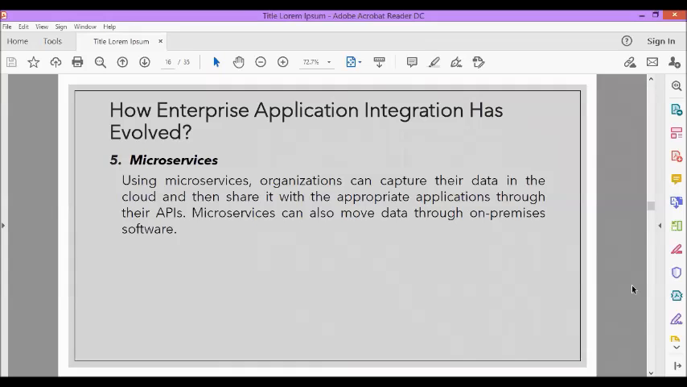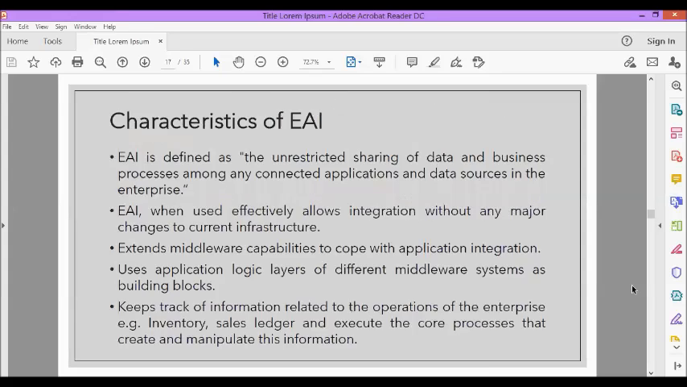The last one is the microservices. Using microservices, organizations can capture their data in the cloud and then share it with the appropriate applications through their APIs. Microservices can also move data through on-premises software. Microservice architecture is the current standard for enterprise applications that are deployed in the cloud. Enterprises that run their applications in the cloud can capture data from each deployed microservice and route that data to the required destination and databases using APIs.